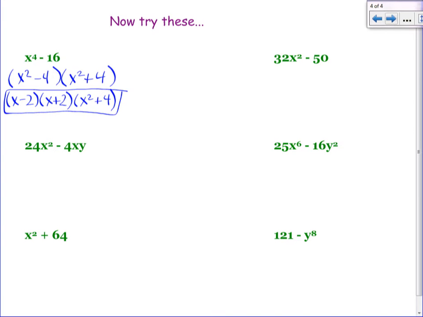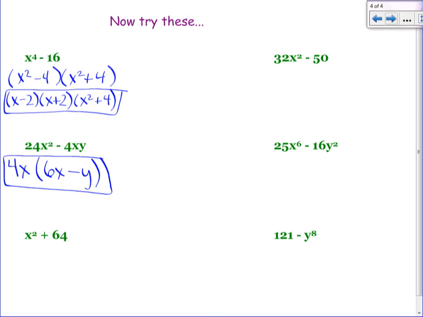This one below it, what do we do? What could we take out? We can take a 4x out. This is also considered factoring when you take out what's in common. So what would be left over? Perfect. Can't go any further than that, so that is factored.